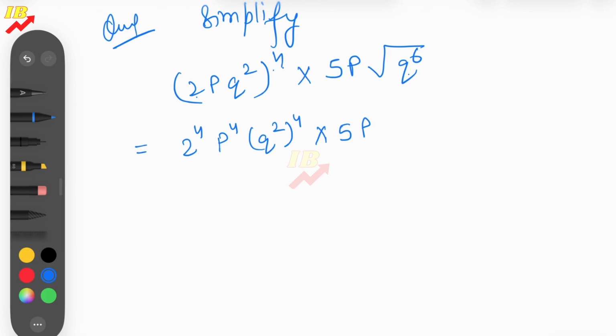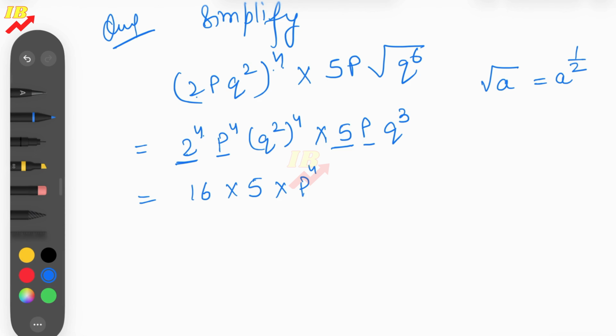Times 5p, and this is a square root, right? So square root will give you what? Square root will make pairs of 2, which means it will give you directly q to the power 3. Because every square root is written as power half, so 6 by 2 will give you a power 3 here. Now you just simplify it. 2 to the power 4 will give you 16 times 5. Let's separate the numbers first. So 5 and this times p is 4 and 1.